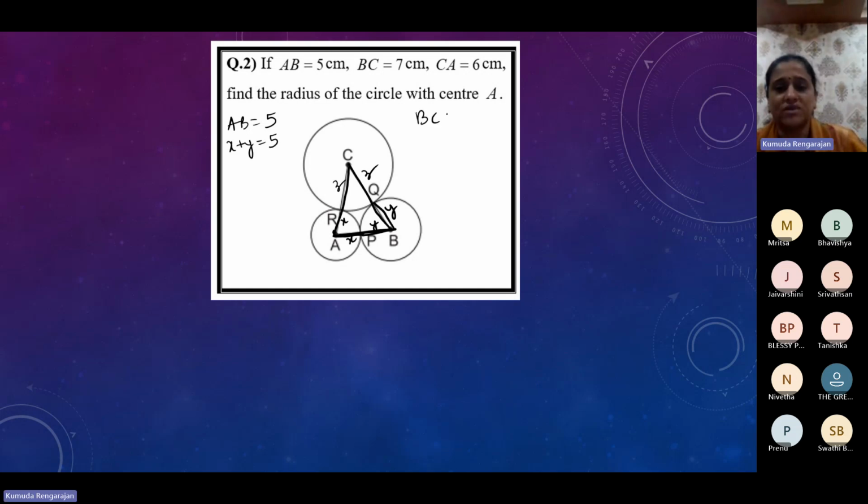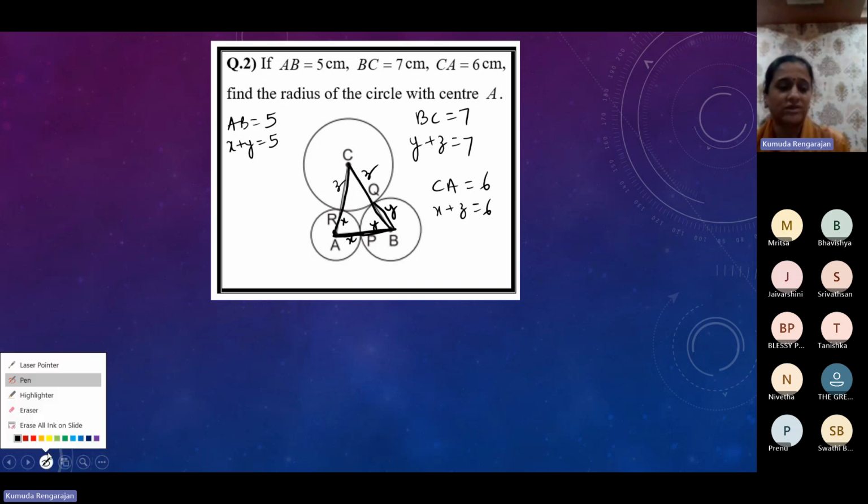Then we have BC is equal to 7. And what is BC? BC is Y plus Z. Y plus Z is equal to 7. And then we have CA is equal to 6. What is CA? CA is X plus Z. X plus Z is equal to 6. So like this, we have 3 equations, children. Somewhat similar to this, we have done in coordinate geometry. I'll just show you the next slide.